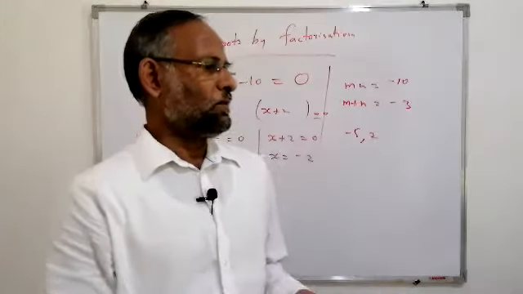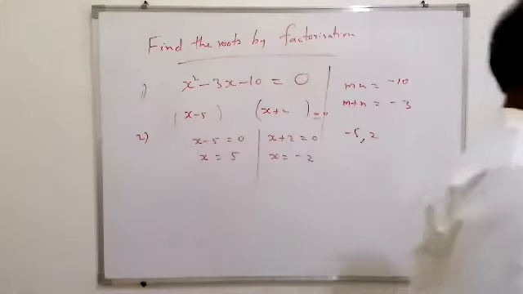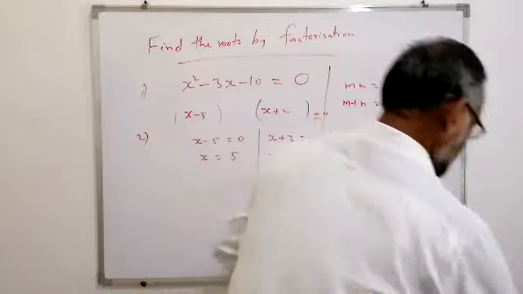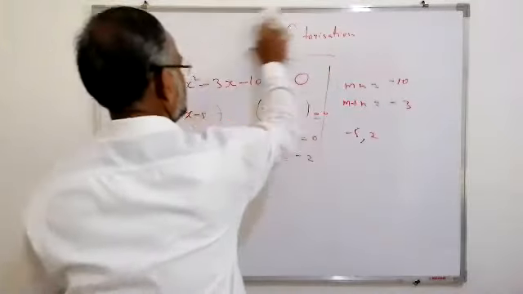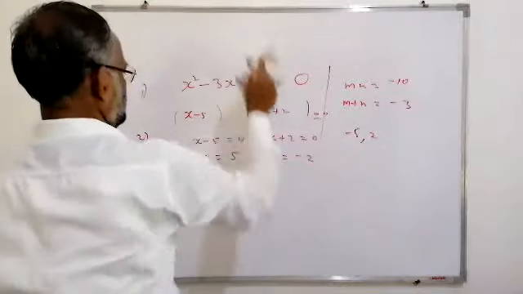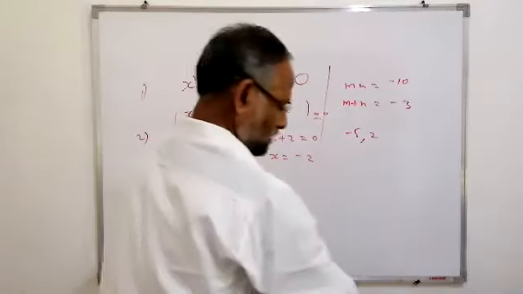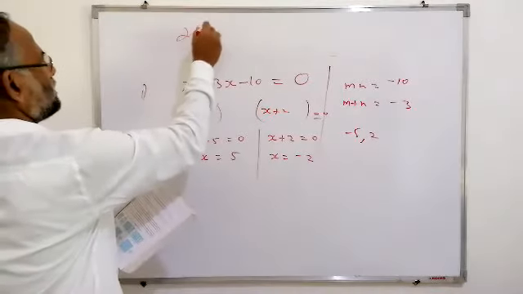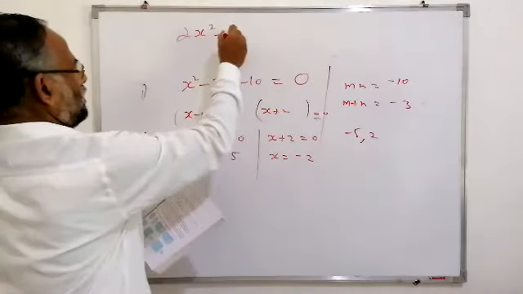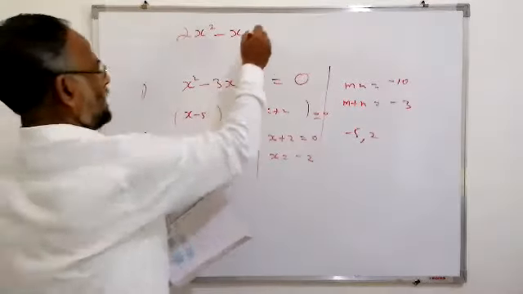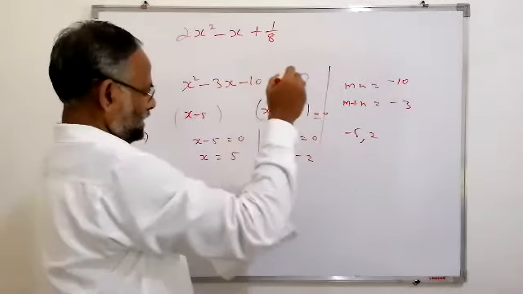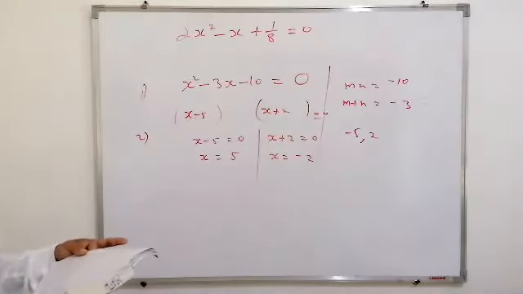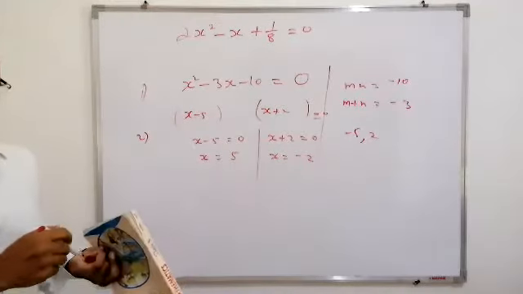I think there is no confusion here. Any confusion? Now, look here. Next question. Maybe I am changing the question, don't worry about that. Exactly the same, almost the same thing. Write the question: 2x square minus x plus 1 by 8 is equal to 0.